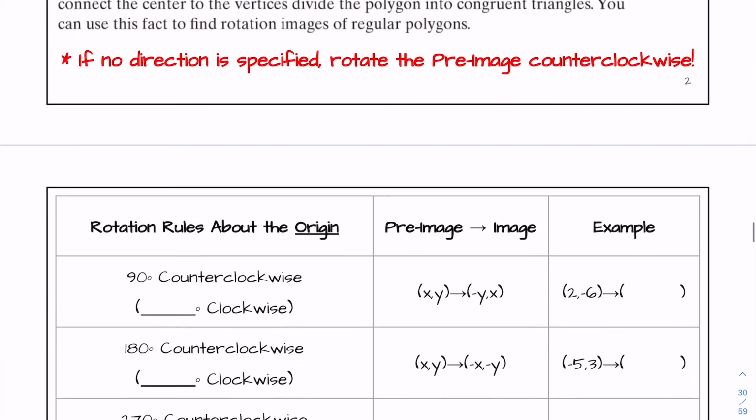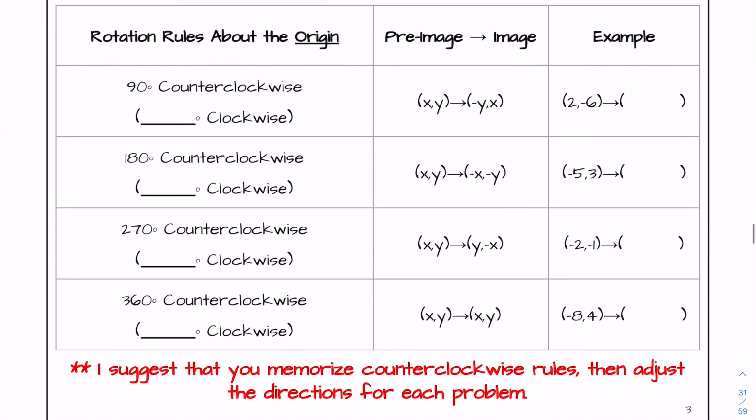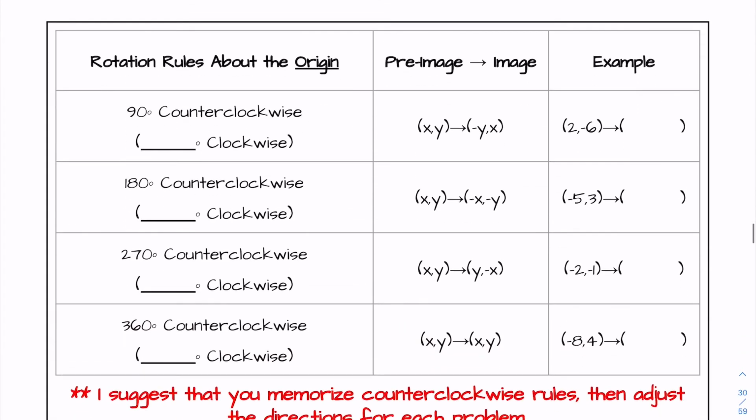Okay, so let's look at some of our rules. Here I made a nice little table. I put another note here: I suggest that you memorize the counterclockwise rules, then adjust the direction for each problem if needed. So you don't really need to memorize the clockwise ones. Just remember 90 degrees counterclockwise, 180, 270, and 360.